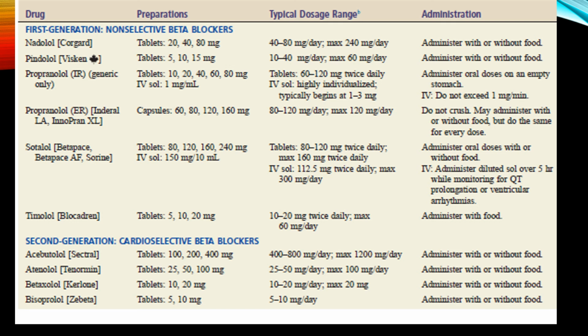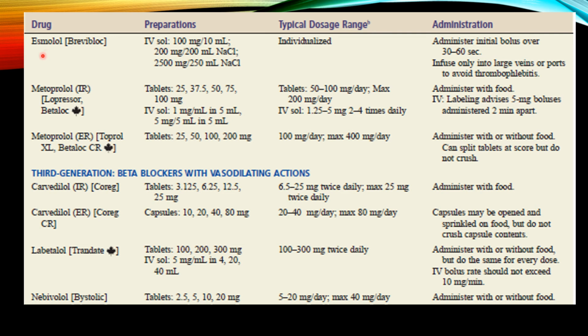As a review again, these are the first generation non-selective beta blockers: nadolol, pindolol, propranolol IR and propranolol ER, sotalol, and timolol. The second generation cardioselective beta blockers are acebutolol, atenolol, betaxolol, bisoprolol, esmolol, and metoprolol IR and metoprolol ER.